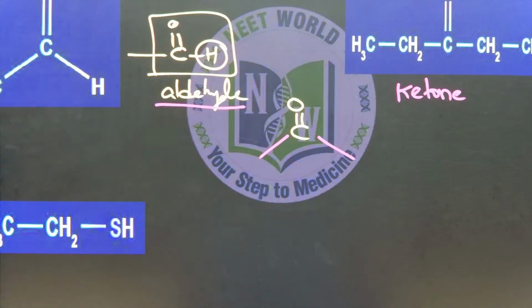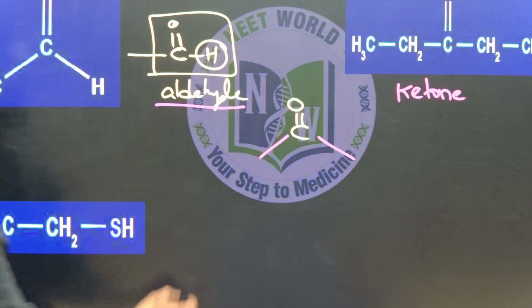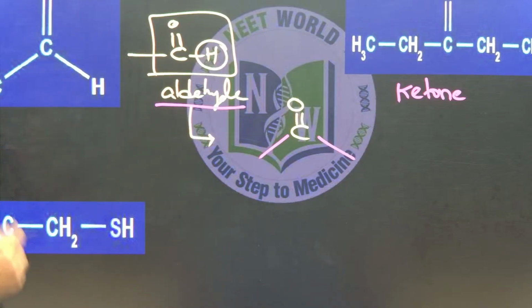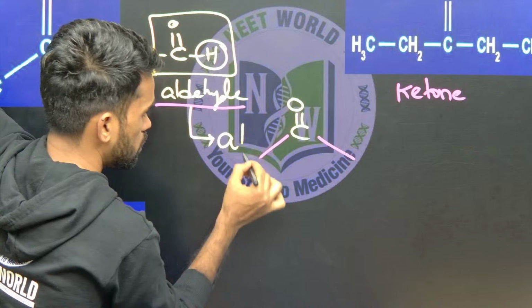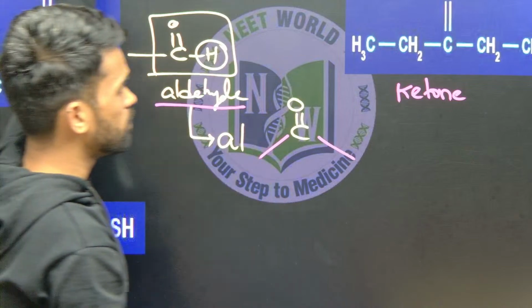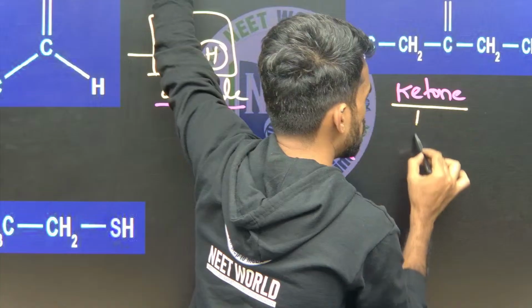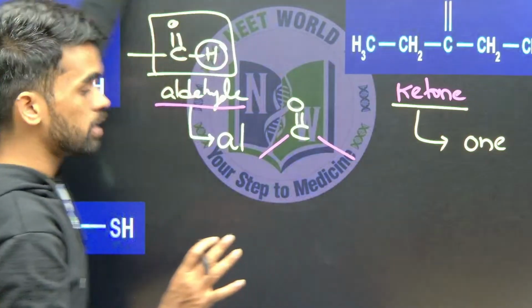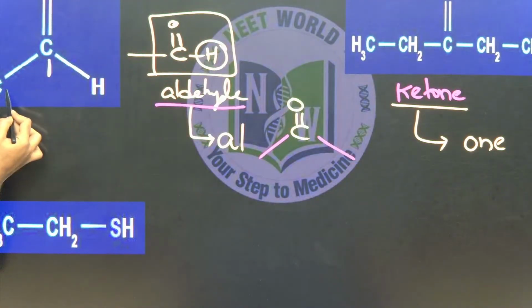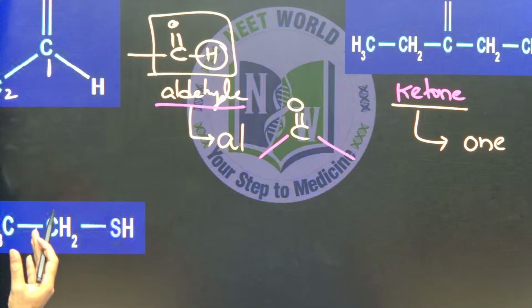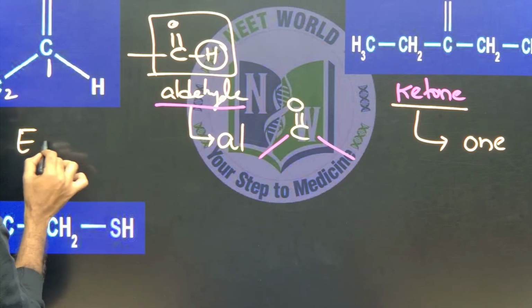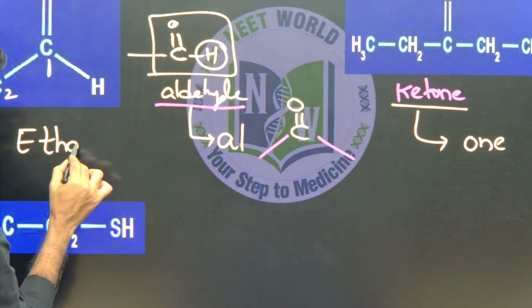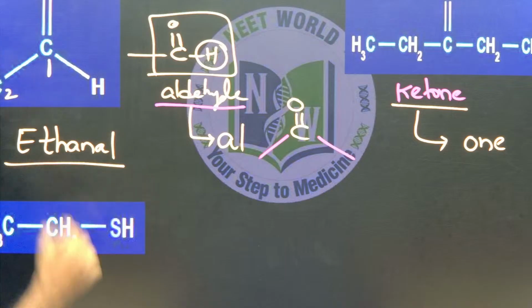And particularly what will be the name for this if they ask? Whenever only an aldehyde functional group is there, the name of that compound should end with "al". And whenever there is only a ketone functional group in the given compound, the name should end with "one". See how many carbons are there: 1, 2. So 2 carbons means eth. Ethanal. What is the name of this compound? Ethanal. That's it. This is the name of the compound.